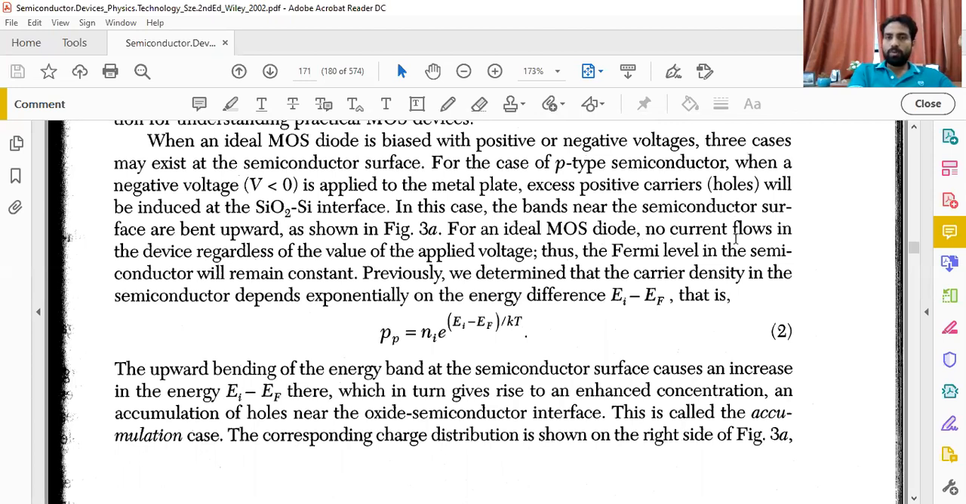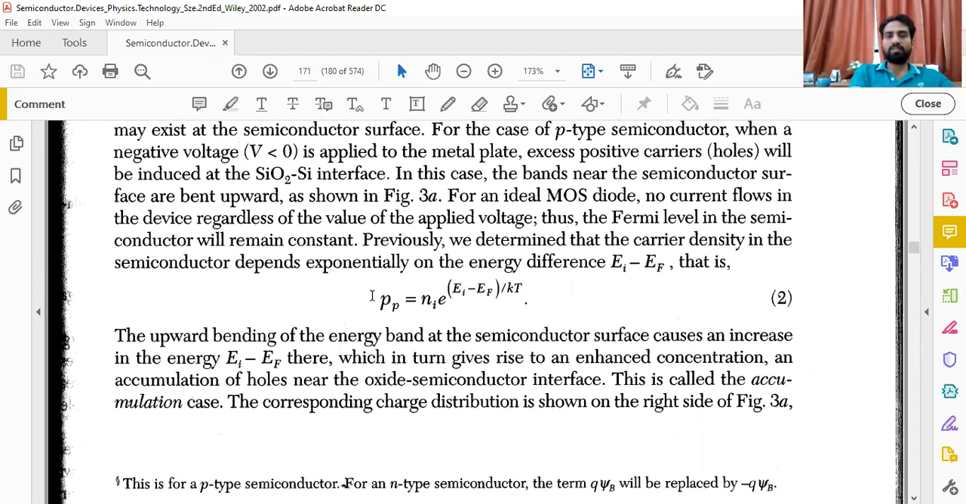For an ideal MOS diode, no current flows in the device regardless of the value of the applied voltage. Thus, the Fermi level in the semiconductor will remain constant. Previously, we determined that the carrier density in the semiconductor depends exponentially. This is the very common formula we have already talked about, with the intrinsic Fermi energy level depending upon kT, the intrinsic semiconductor concentration, and p. This is exactly the formula for finding the carrier concentration in the semiconductor, a very well-known formula.